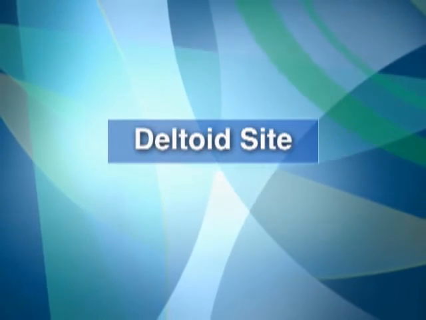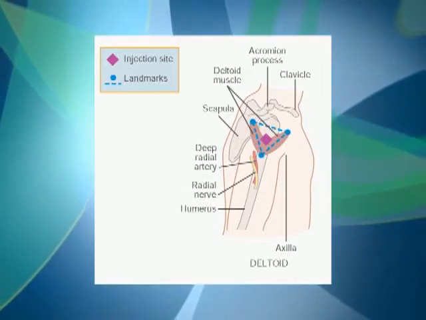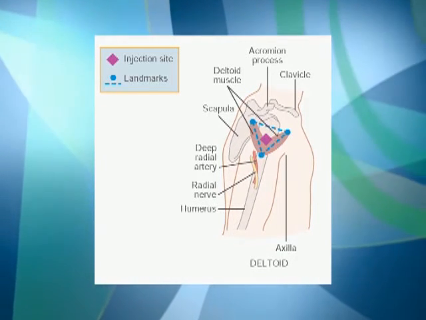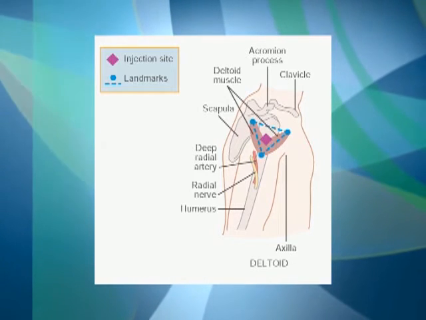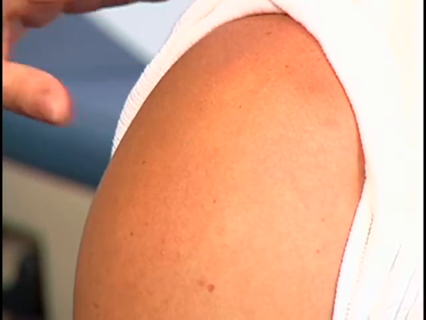Next, the medical assistant will show you how to locate the deltoid site. The deltoid site is easily accessible when the patient is sitting or lying down. The site is small because major nerves and blood vessels surround it. Expose the site completely. Remove clothing with a tight sleeve if it cannot be rolled up. Palpate the lower edge of the acromion process.